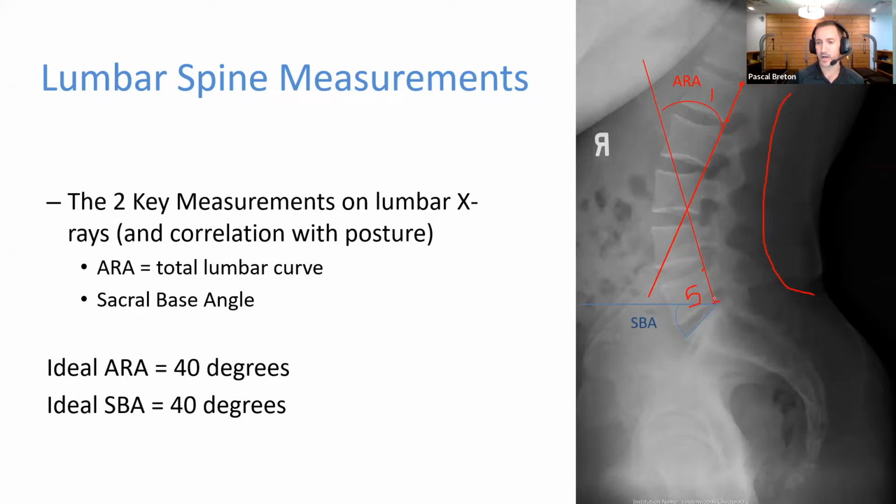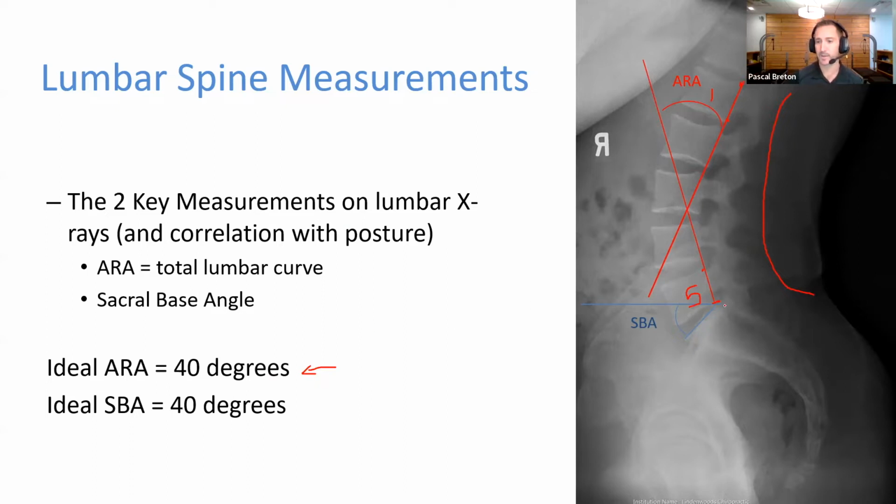I put a dot, I intersect it, and then as it comes up, those 2 lines make an intersecting angle, which is my lumbar curve angle. So in a perfect world, I want it to be 40 degrees, okay? Now I'm going to measure my sacral base angle. My sacral base angle should also be 40 degrees.